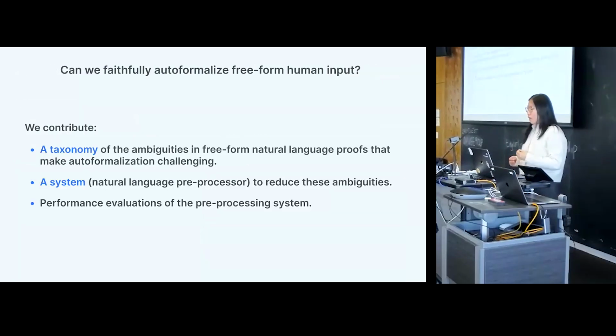So we ask, how might we faithfully auto-formalize free-form human input? Within this work, we contribute firstly a taxonomy of ambiguities in free-form natural language that make auto-formalization challenging. And secondly, we introduce a system which we call a pre-processing system, designed to reduce such ambiguities. And thirdly, finally, we evaluate this pre-processing system using our auto-formalization decision system.